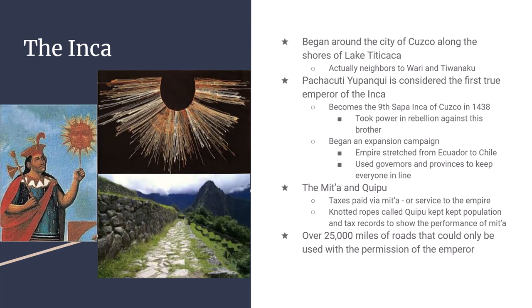The first person recognized as the leader of the Inca is Pachacuti Yupanqui. And I've got a picture of Yupanqui right there. And he's known as the Sapa Inca, meaning the head Inca. And that's in 1438. He takes power from his brother, and he is going to be the one who greatly expands the territory controlled by the Inca.